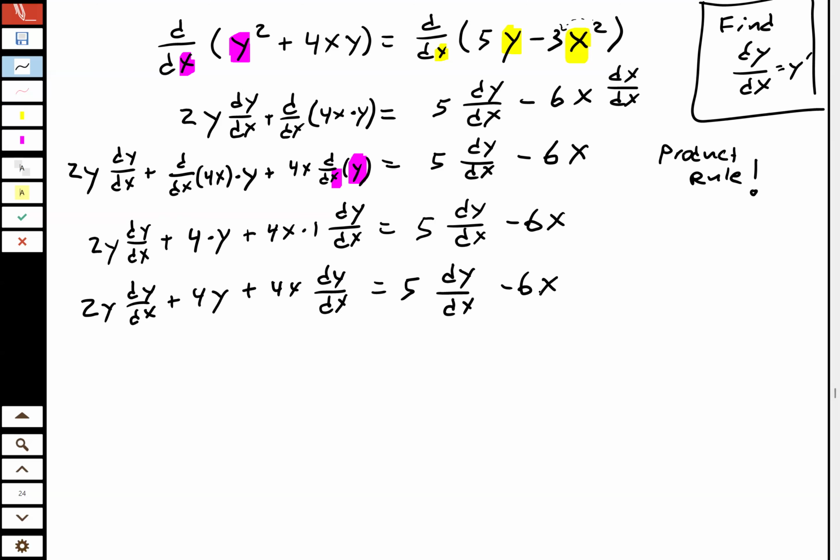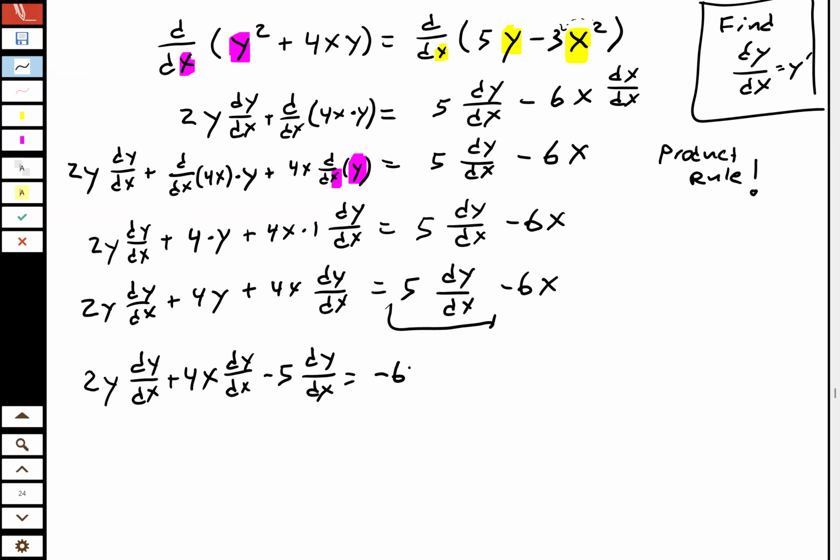Let's get everything with the dy/dx on the same side. I already have the 2y and the 4x with that dy/dx. Let's also subtract this 5 dy/dx to the other side. Likewise, let's take everything that doesn't have a dy/dx. Negative 6 is already in the right spot there. And let's move it to the other side. So let's take this 4y and let's move that over. So minus 4y.